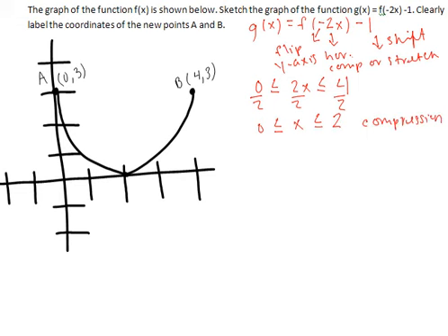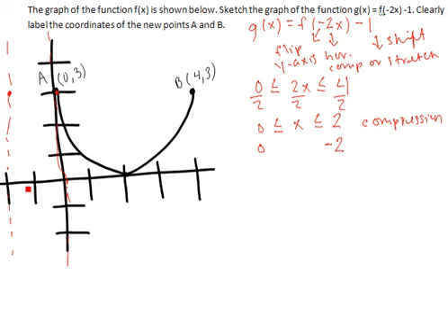We also have to take into consideration this negative sign up here. So we know that we're going to be between 0 and negative 2. When we start to graph that, we're going to be between 0 over here and this negative 2 right here. We're going to take this function f of x and flip it over the y-axis. So our b point is going to be at negative 2, 3 right here, and our a is going to be at 0, 3, so it stays pretty much here.